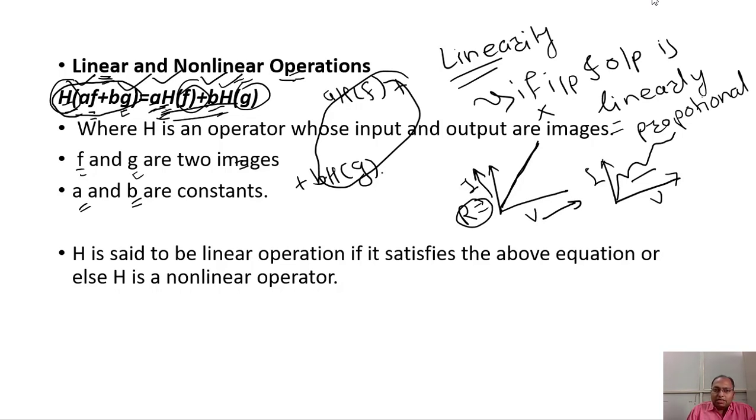If this result and this result are exactly the same, then we can say that this is a linear operation. If it is not the same, then we call that operation a non-linear operation, right? So H is said to be a linear operation if it satisfies the above equation. If it is not satisfying that equation, then the operation is a non-linear type of operation, right? I hope you have understood every fundamental thing related to digital image processing.